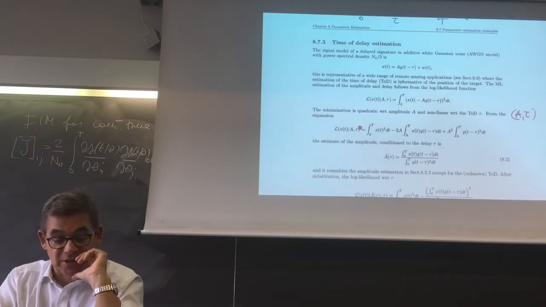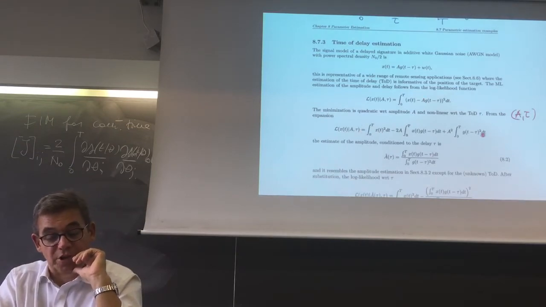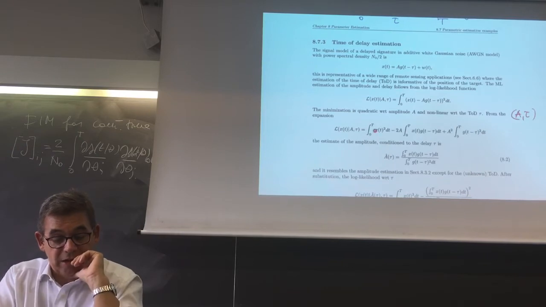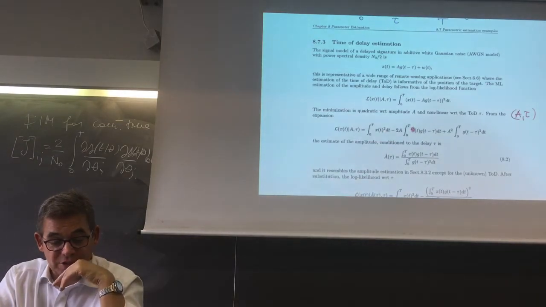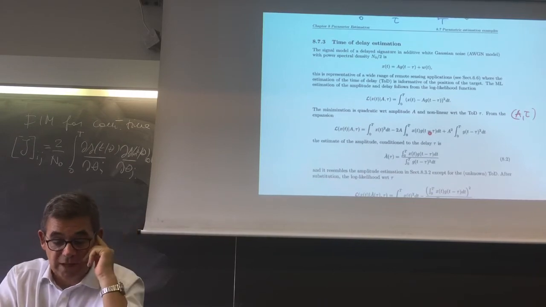When I solve it, that means when I write all the terms, I have this one here, which is the energy of x. I have the integral from 0 to T of x(t) g(t minus tau). Tau is the unknown, and A is the unknown.